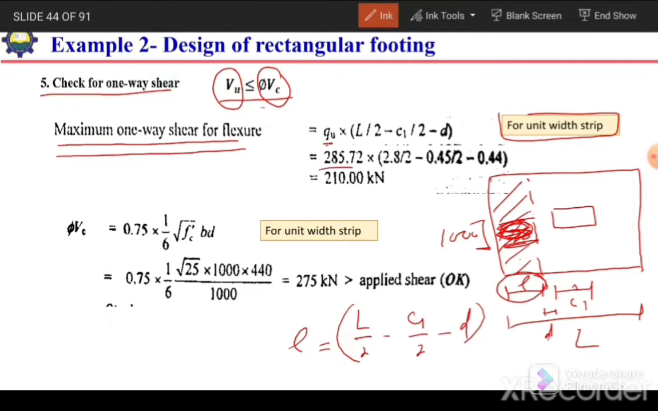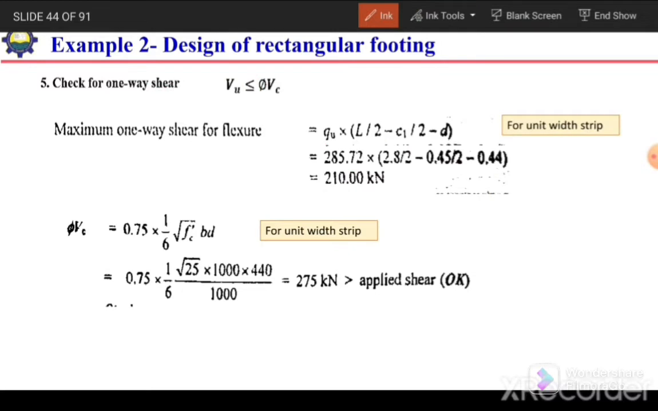So QU, the applied contact pressure under the footing, times L by 2 minus C1 by 2 minus D. So L by 2, 2.8 by 2, and 450 is the dimension C1, so 0.45 divided by 2, and 440 is D, so 0.44. So it will give us the value of one-way shear, and remember this is for unit width because we have multiplied with 1 meter. So this value will be for unit width of footing slab.